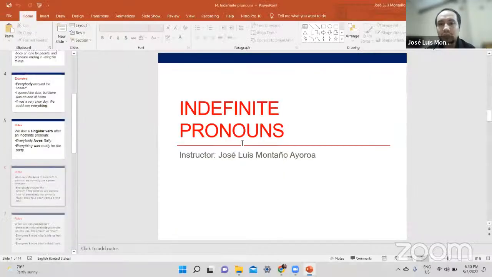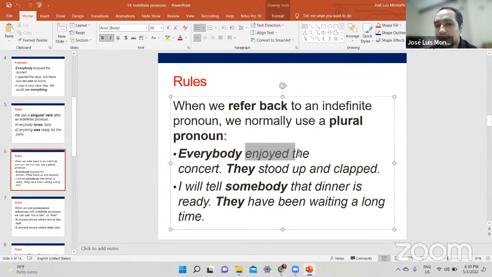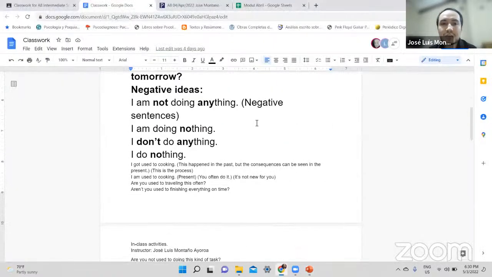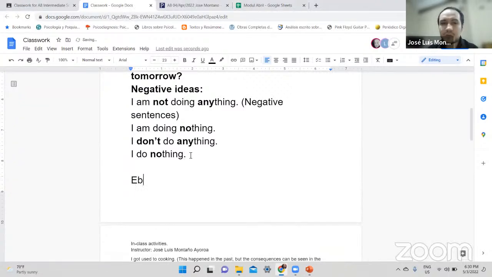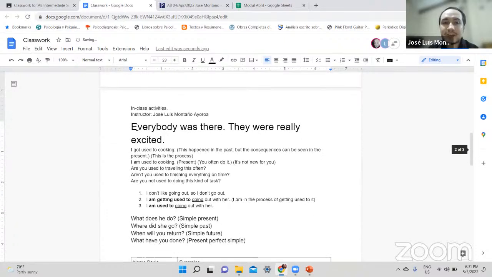All right, so I'm going to give you an example. Here you have some examples, but it's not clear because this is past. So you don't notice the change, right? So it's going to be something like this. Let me just do this for you. So you can say, let's use everybody. That's the most common, all right? Everybody was there. Everybody was there. They were really excited. All right, so this is the example.